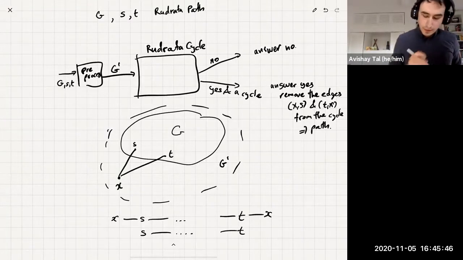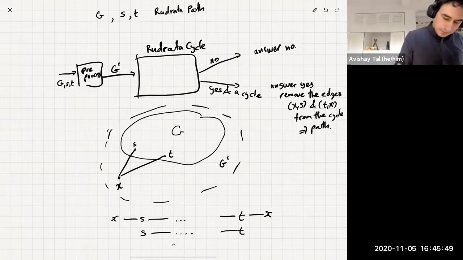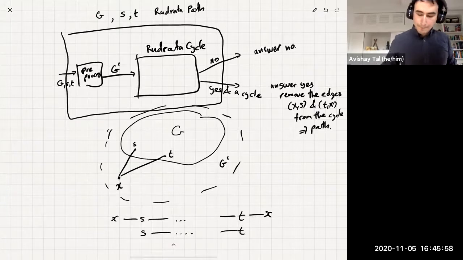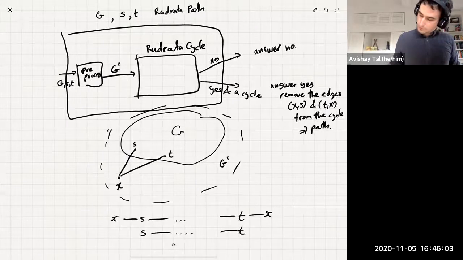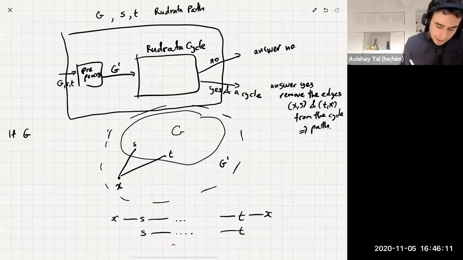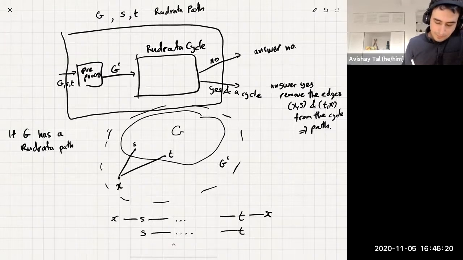Okay. So let's do it maybe a little bit more slowly. Right? So the claim is as follows. If G has a Rudrata path from S to T, then G prime has a Rudrata cycle.